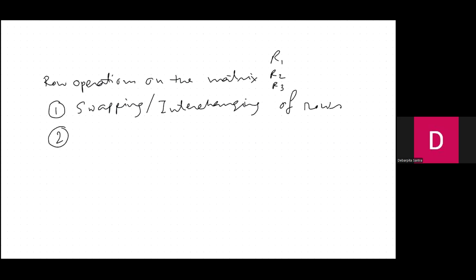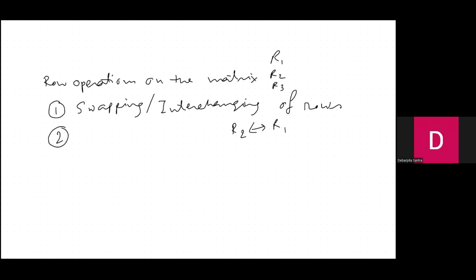So R1, R2 and R3. Suppose these are the 3 rows in our matrix. So swapping or interchanging of rows means, suppose in a matrix, if we just interchange the position of row 2 with row 1, that is, in the new matrix, row 2 will be the first row and row 1 in the previous matrix will be the second row in the new matrix.